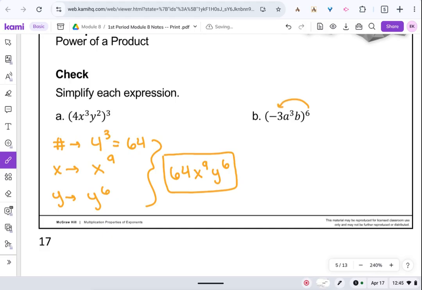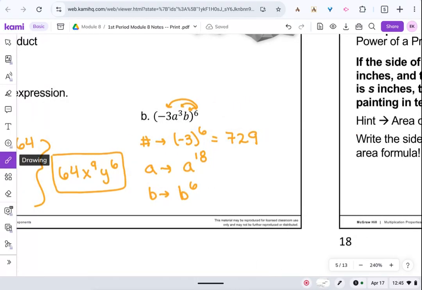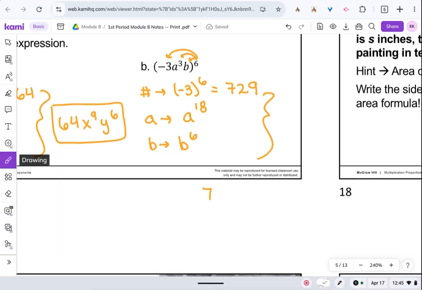For letter B, we're going to bring that 6 outside. Make sure you hit all parts. Make sure you have the -3 in parentheses. That's a really big number, 729. Your A term should be 3 times 6, which is A to the 18. Your B term should be B to the 1 times 6, which is just B to the 6th. And then again, we'll put everything together here for our final answer. I'm going to write it down here just because I ran out of room. 729, A to the 18, B to the 6.